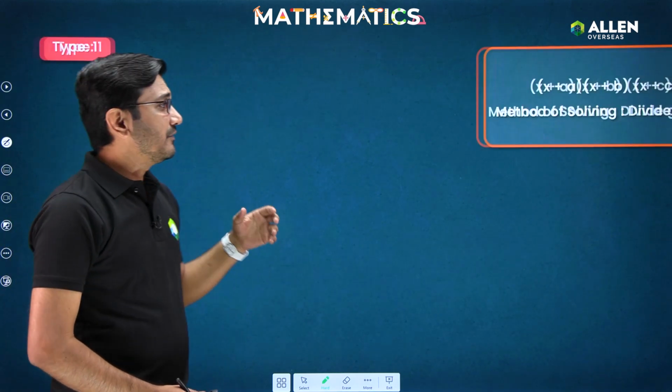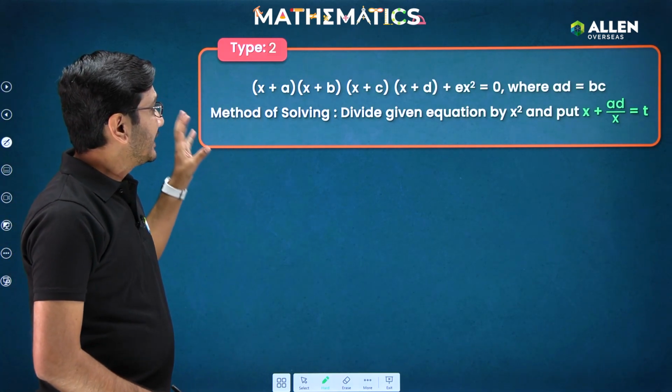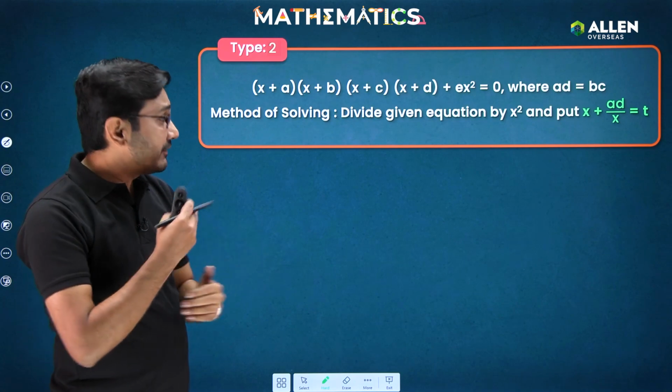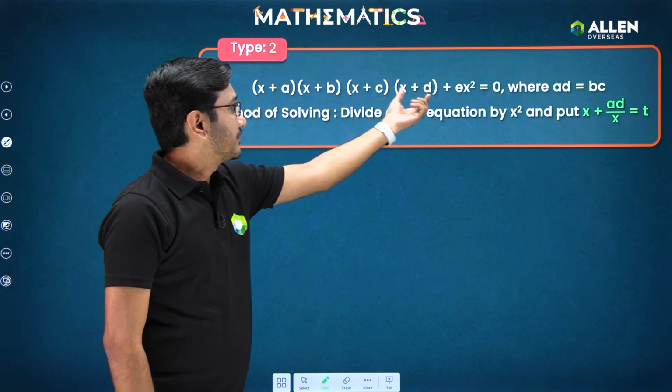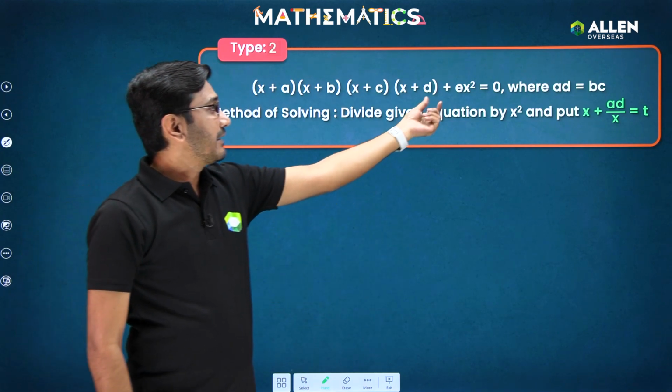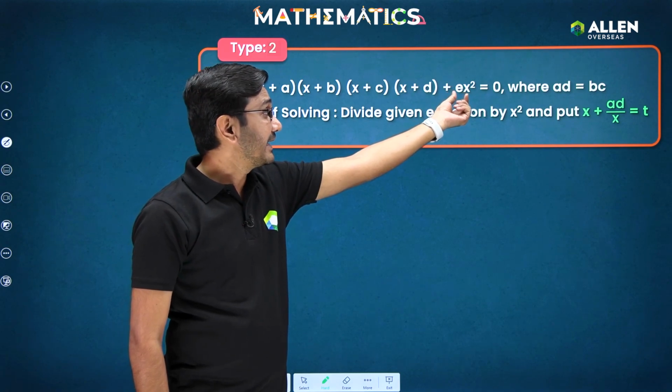Now let's see another kind of question wherein again we can reduce to quadratic, a very similar type of question, but we can again convert it to a quadratic. Here we again have 4 linear factors if you just look, but finally we do not have a constant. Like earlier there was 120, right, in the earlier question, but here we have an x square term.